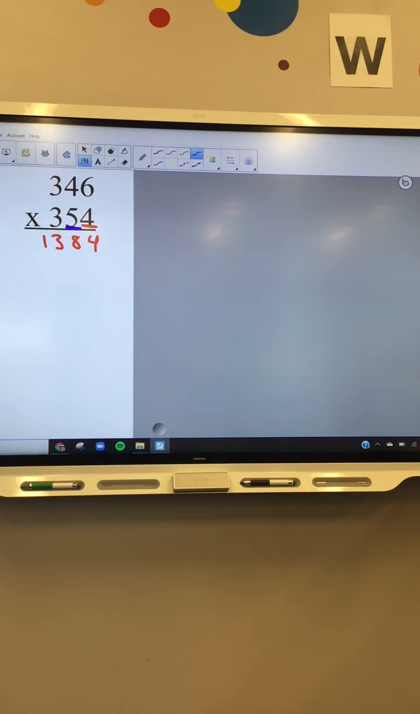So let's go to the 50. Because I'm multiplying by 50 and not by 5, what do I first need to do? Add a 0 down here, please. Alright, so now let's multiply. 5 times 6 is? 5 times 4. 20. Plus 3? 23. 5 times 3? 15. Plus 2? 17. Good. What does this 1,384 represent in red?